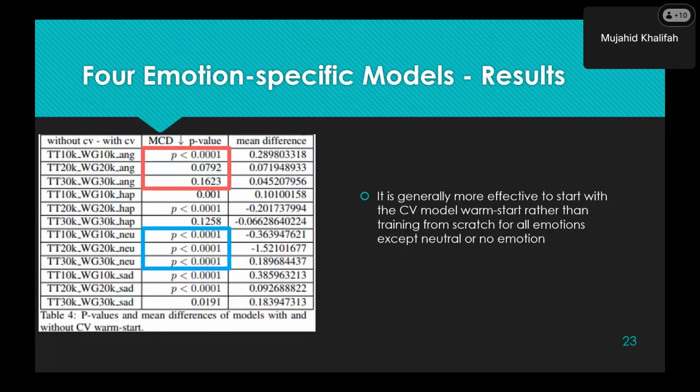Then I took the MCD scores without CV and with CV and calculated the p-value. It shows that it is generally more effective to start with the CV model warm start rather than training from scratch for all emotions except neutral, or no emotion.